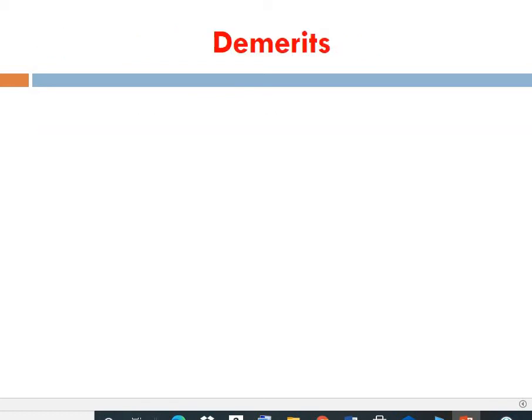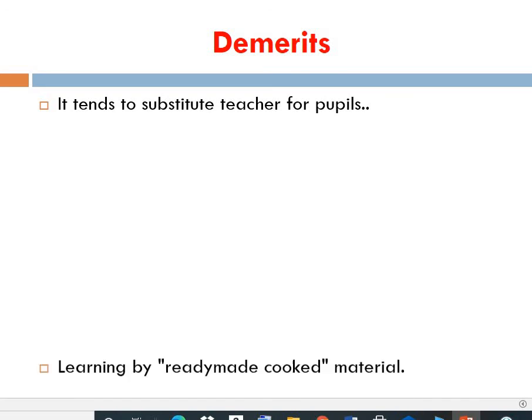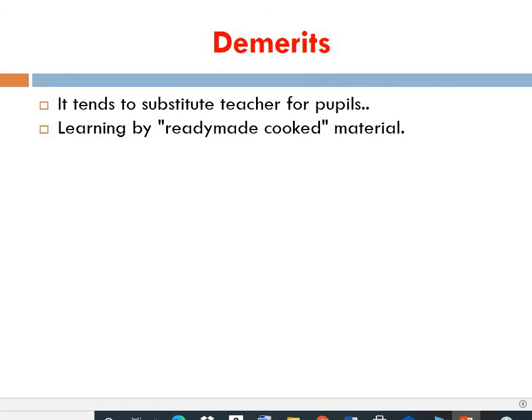And what are the demerits of lecture method? It is not without demerits. Firstly, it tends to substitute teacher for pupils. Then secondly, it is learning by ready-made cooked material. That means even the teacher is coming to class with some prepared notes, and sometimes there may not be anything beyond that. So learners are lacking their chance to discuss something genuinely.